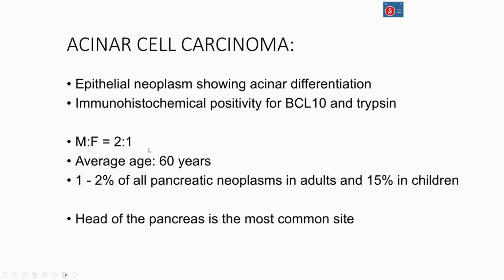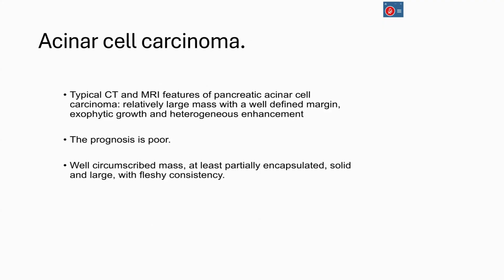This tumor is more common in male patients and usually presents in later ages, after the 50s. And very rarely, we can see acinar cell carcinoma in children. There are just a few case reports. Most common site is the head of pancreas. CT and MRI will definitely tell us it's a malignant looking mass with heterogeneous enhancement.